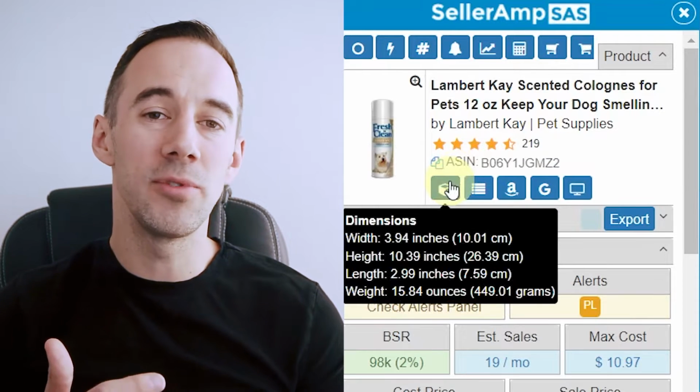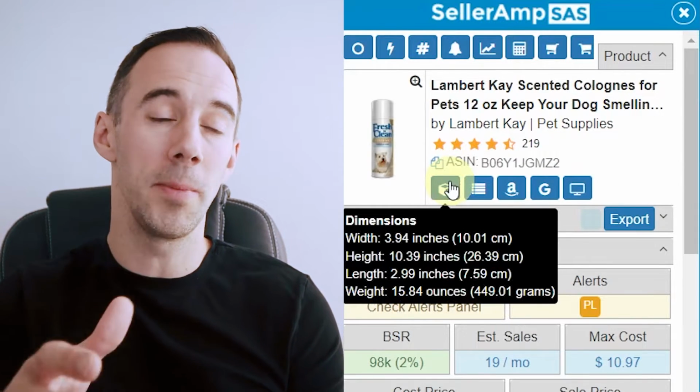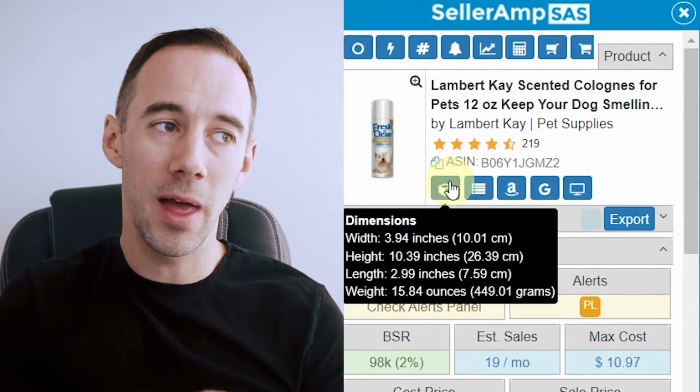So big, heavy items are just going to take up more space in the boxes when we ship them to Amazon. So if I can keep it smaller, I'm going to be happy with that. So I'll be checking that as well.